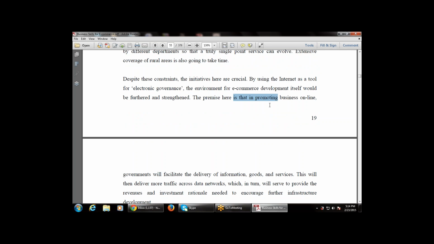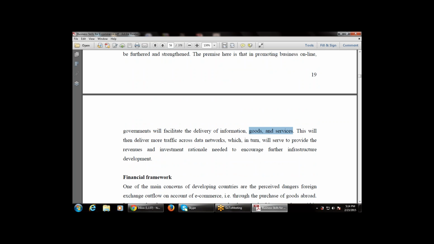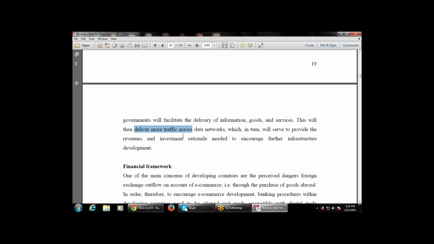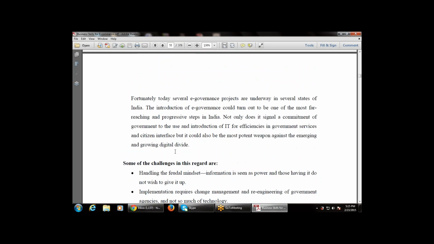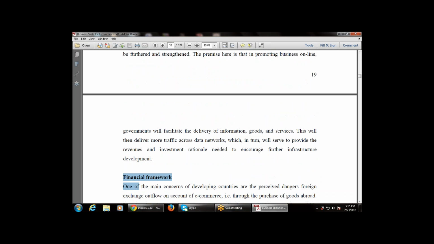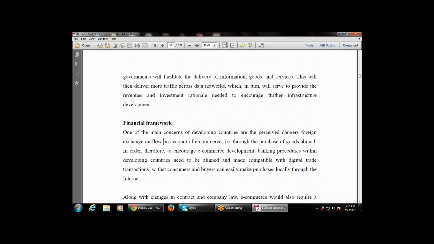The premise here is that in promoting business online, government will facilitate the delivery of information, goods and services. This will then deliver more traffic across data networks, which in turn will serve to provide the revenues and investment rationale needed to encourage further infrastructure development. Then next is the financial framework, that is the e-commerce framework and e-governance framework, and how e-commerce acts on the basis of the financial framework.